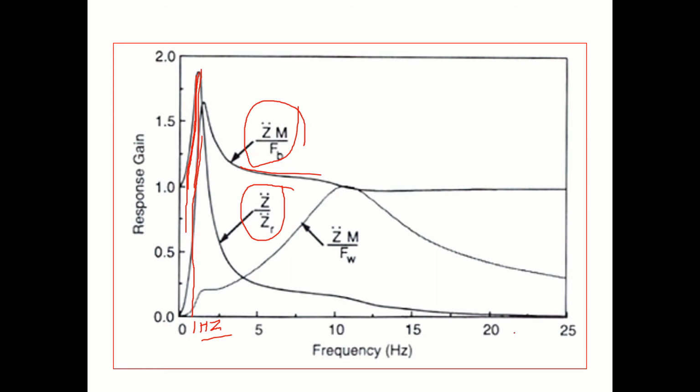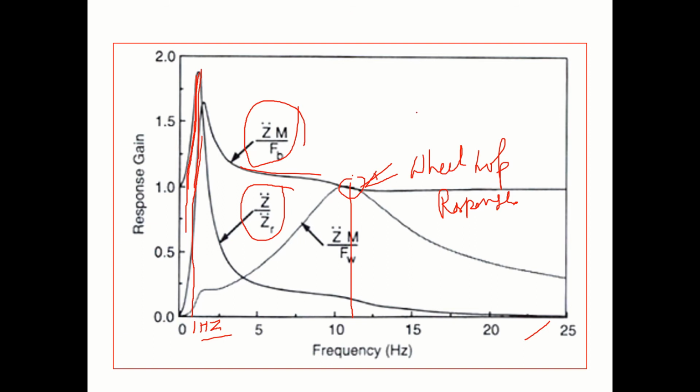The 1Z divided by FW by M, wheel excitation, shows a peak somewhere around 13 Hertz. 10 to 13 Hertz. Around it will show like this. Sorry, 12 to 13 Hertz. This we call wheel hop resonance. Wheel hop resonance. That means this is the unsprung mass natural frequency. Somewhere at this point. After that, this decreases. Here also it decreases. Okay. All right.